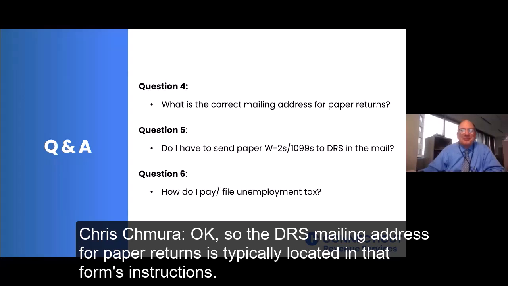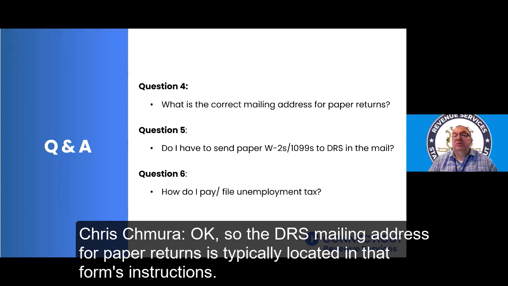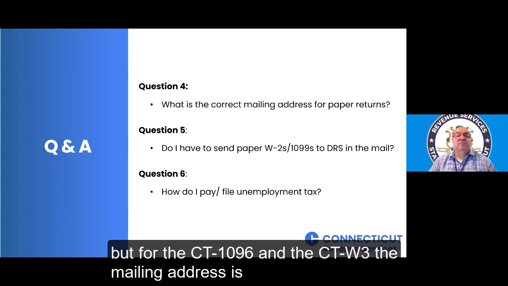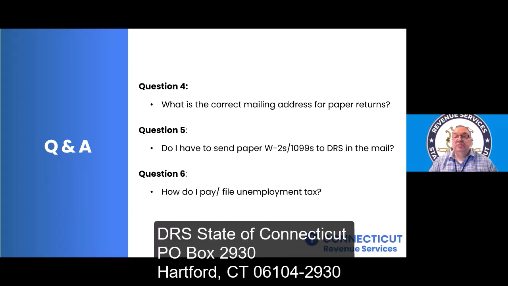Okay, so the DRS mailing address for paper returns is typically located in that form's instructions. But for the CT-1096 and the CTW3, the mailing address is DRS, State of Connecticut, P.O. Box 2930, Hartford, Connecticut 06104-2930.